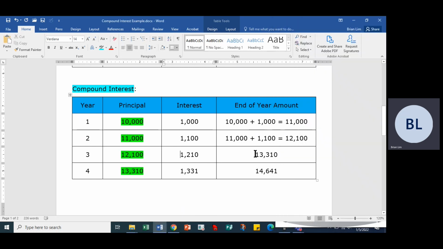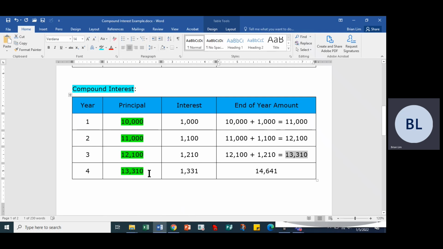$1,210. So if we add those two numbers, we will get this number here. So if we add 12,100 plus 1,210, we will get $13,310, which is the number that becomes the new principal.